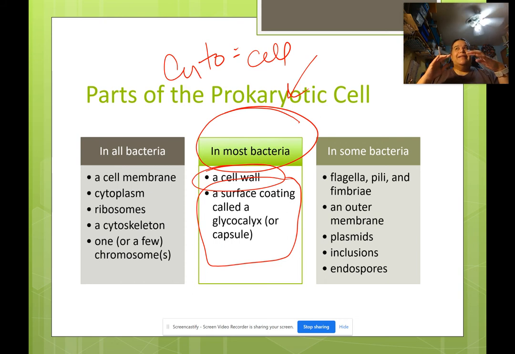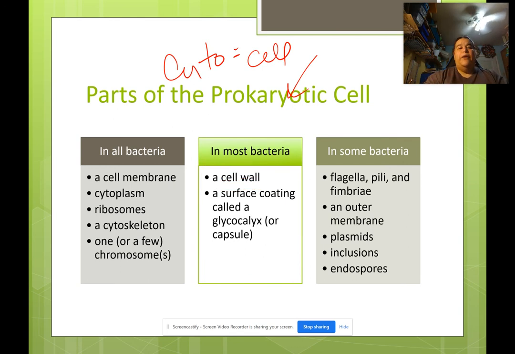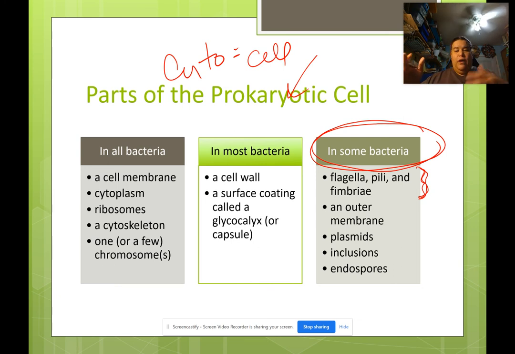A glycocalyx is a combination of lipids and carbohydrates. We'll talk about that in greater detail in a bit. Again, this is most bacteria, not all, but most. Now, only found in some bacteria, we have things like flagella, pili, and fimbriae. These are all things that will be sticking out of a cell.